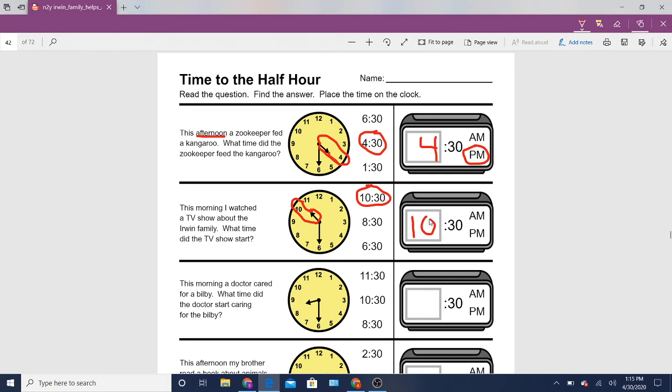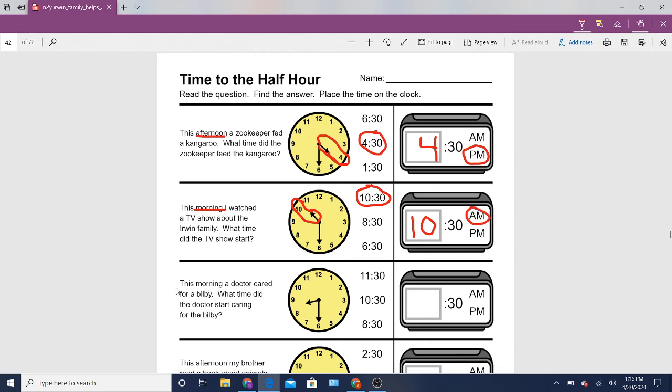And now I have to determine, is it AM or PM? So I go back over and I look for my key word. And my key word here is morning. Morning is, that's right, AM. So I'm going to circle AM.